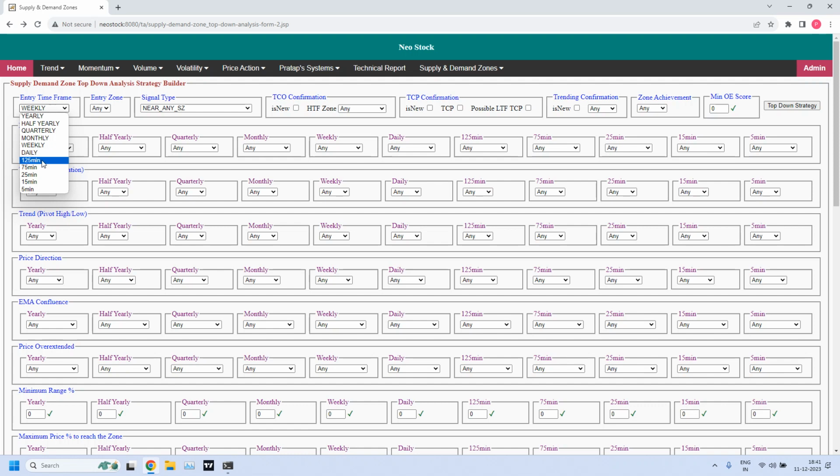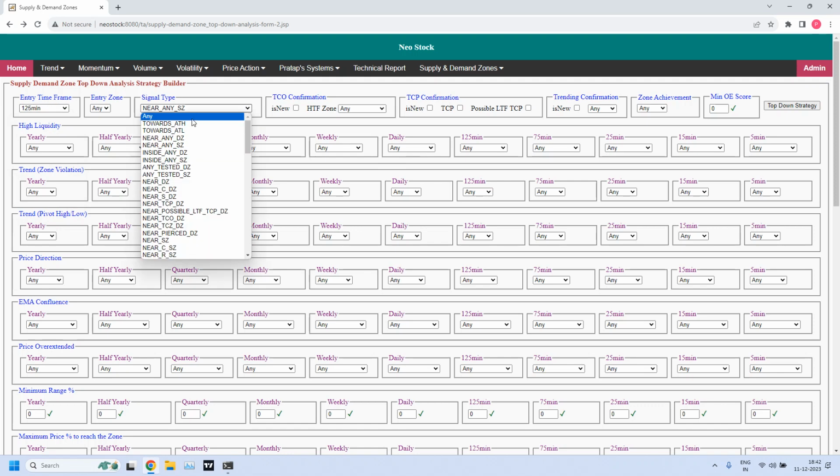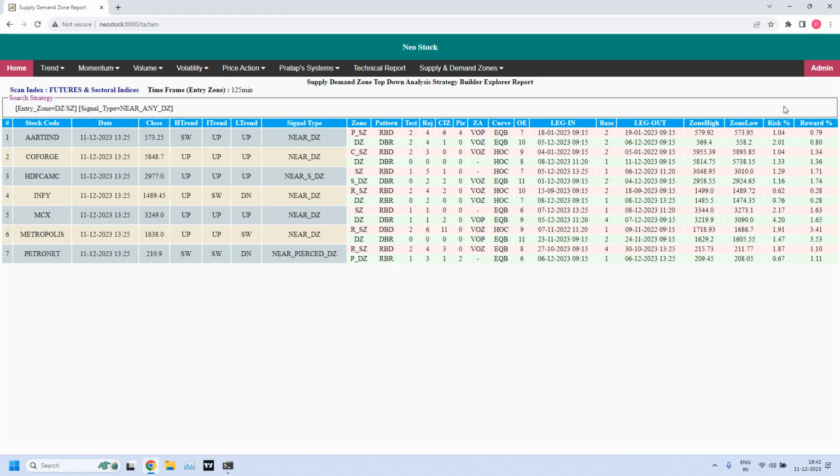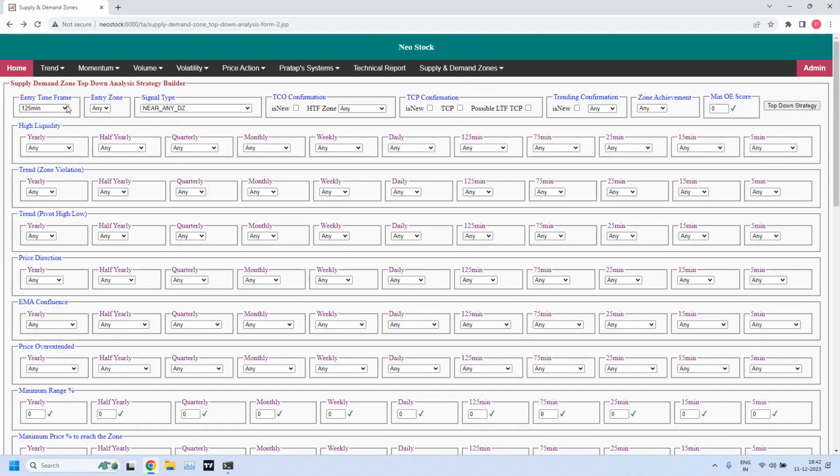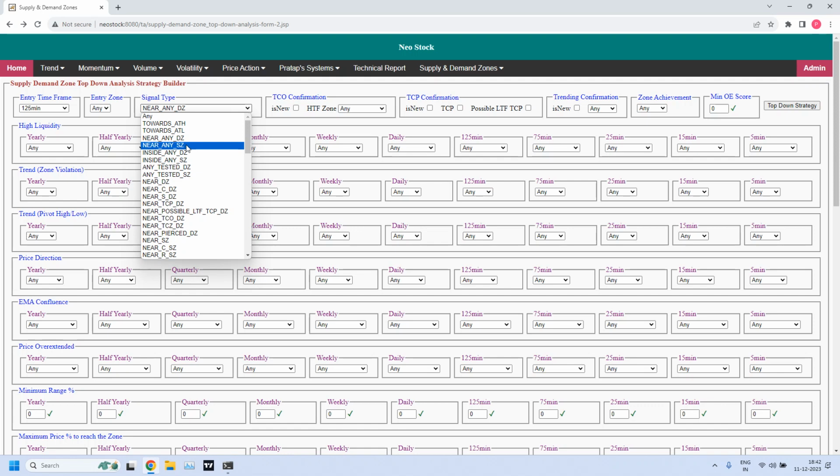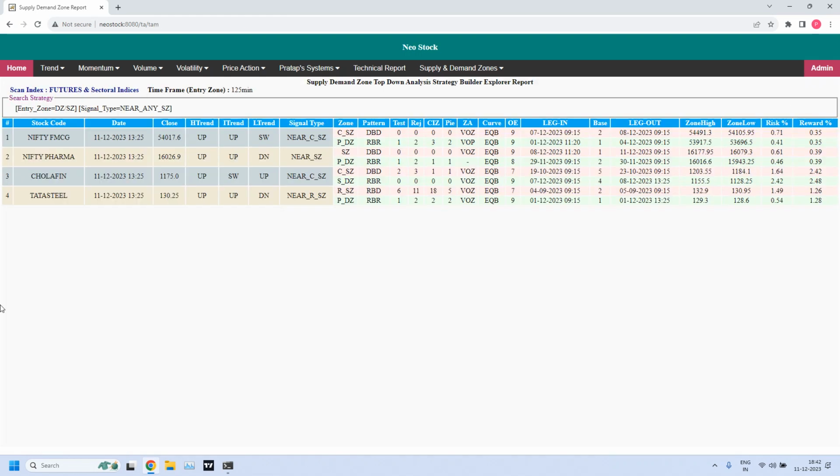Now let us generate for 125 minutes time frame. So entry time frame is 125 minutes. Let us find the stocks near 125 minutes demand zone. So these 7 stocks are filtered, which are near to the 125 minutes demand zone. Let's go back. Entry time frame is 125 minutes. Let us find the stocks near 125 minutes supply zone. So these 4 stocks are near 125 minutes supply zone.